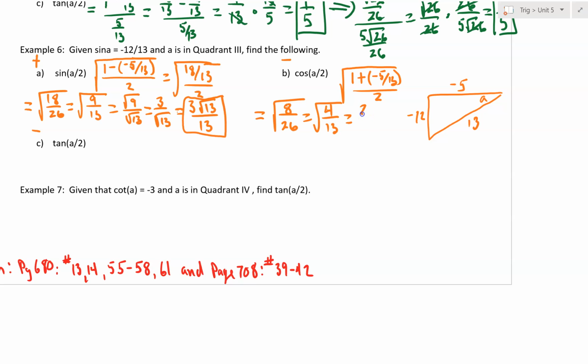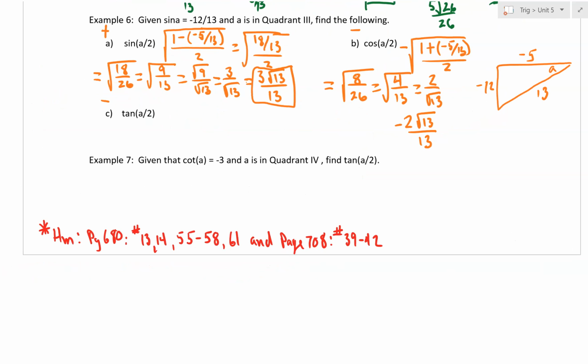That makes this 2 over the square root of 13, which then makes this 2 root 13 over 13. And this one is negative. Should have been negative at the beginning because cosine is negative, so we know that that one's going to be negative. And then our tangent, we're taking sine and dividing by cosine.